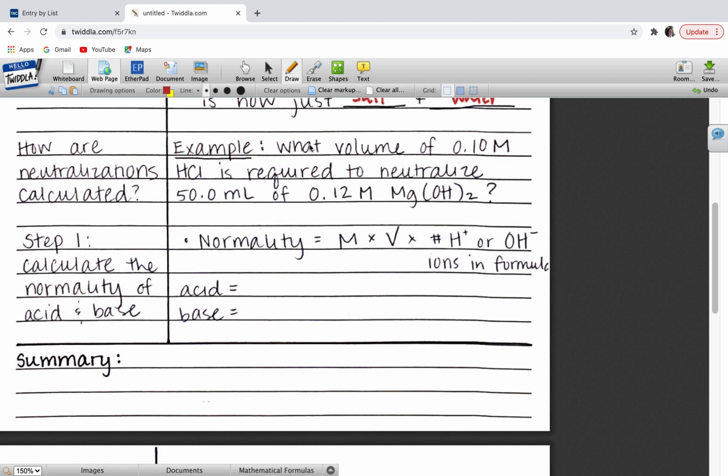So the problem was: what volume of 0.10 molar hydrochloric acid is required to neutralize 50 milliliters of 0.12 molar magnesium hydroxide? So I know right here it says step 1, calculate something called the normality. Okay, but you know what? Step 0 is look at the compounds that are in our problem and figure out which one is the acid and which one is the base. That's an important skill. You guys need to be able to look at a formula and tell me if it's an acid or a base. So let's look at this one right here, HCl.